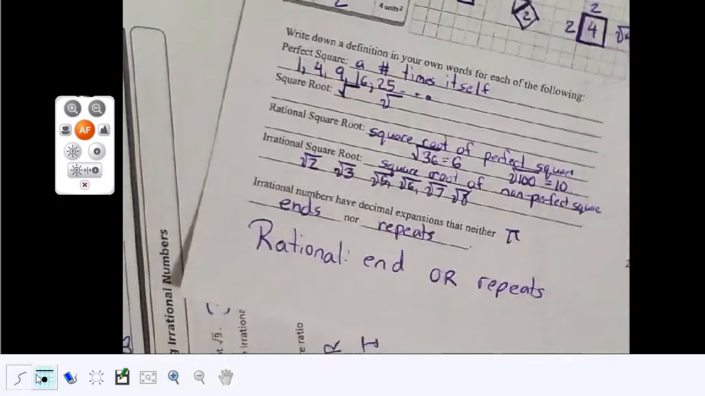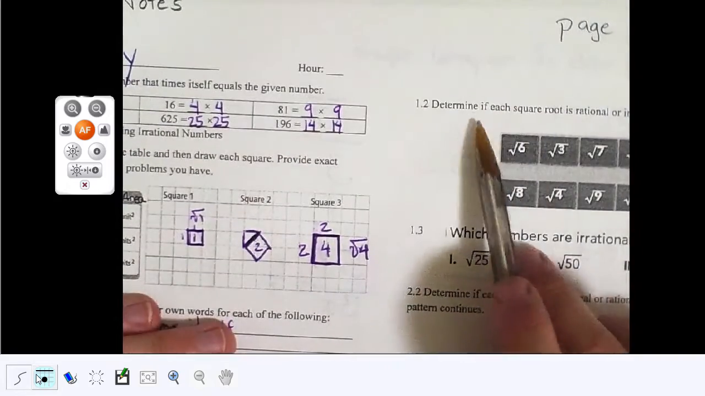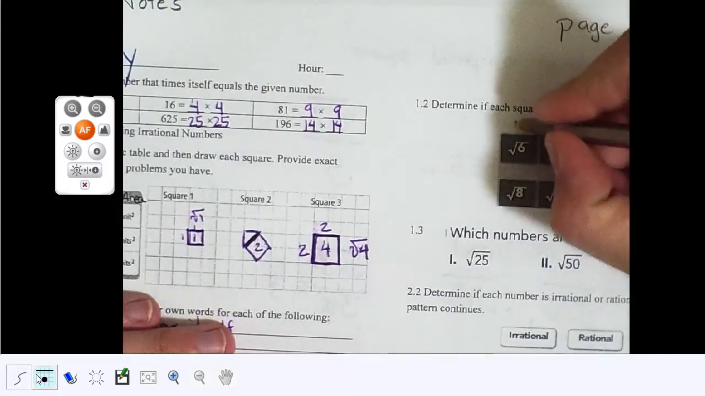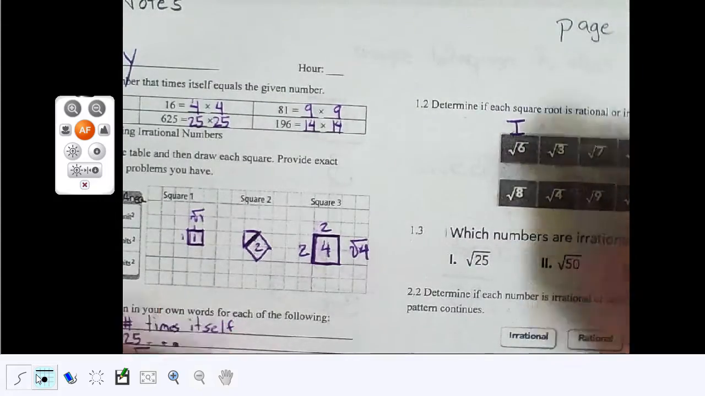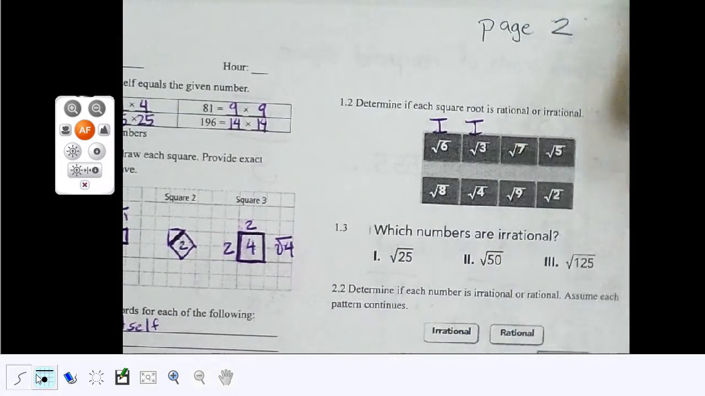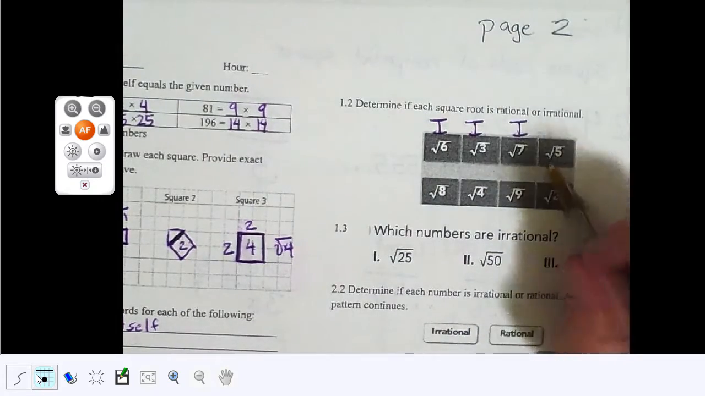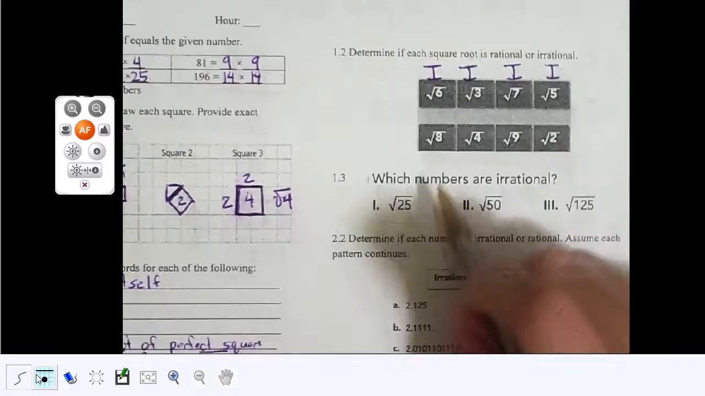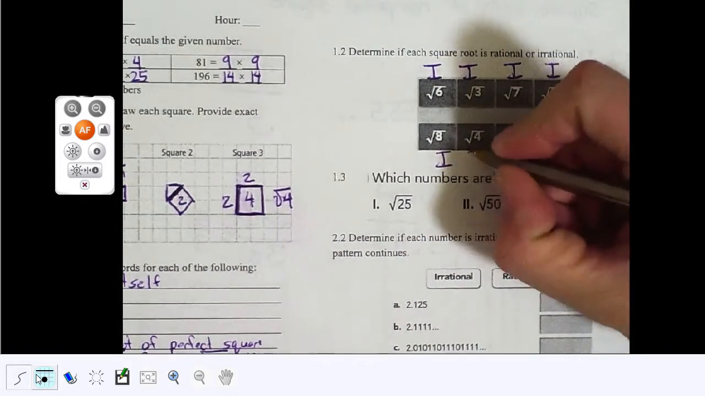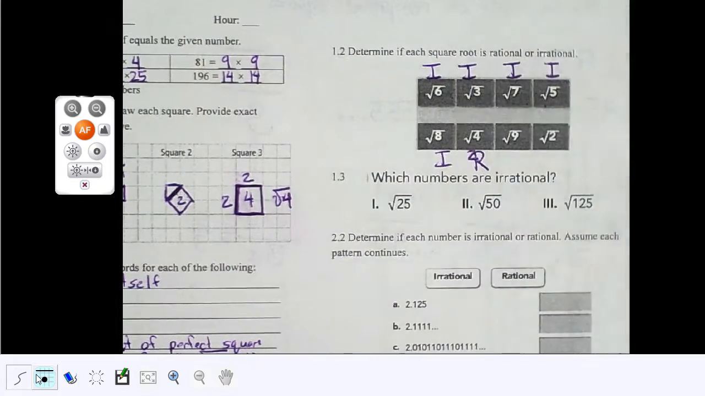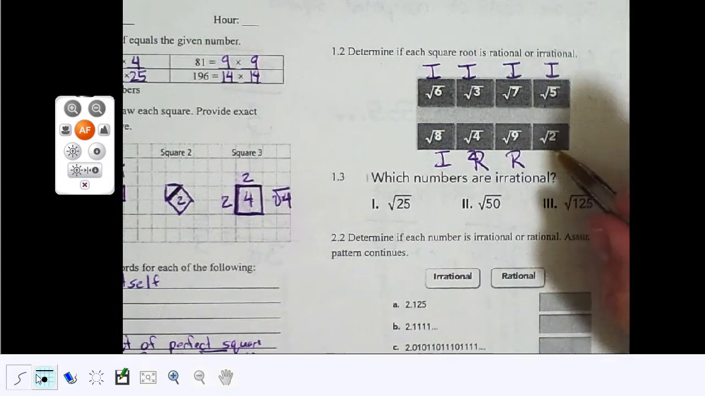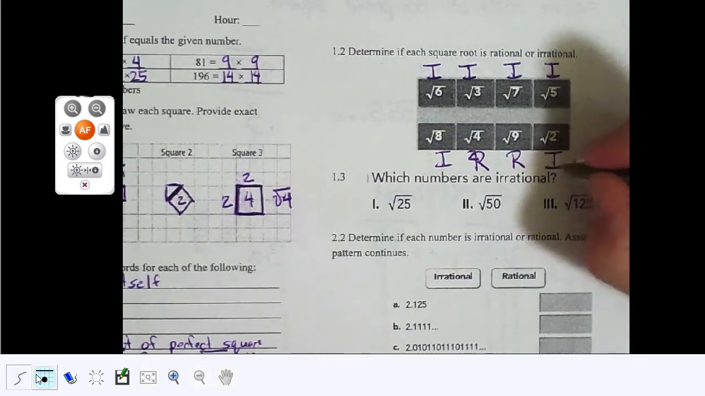All right, let's jump back over here. Determine if each square root is rational or irrational. Square root of 6, not a perfect square, irrational. Square root of 3, not a perfect square, irrational. Square root of 7, not a perfect square, irrational. Square root of 5, not a perfect square, irrational. Square root of 8, it's not perfect, irrational. Square root of 4, oh, 2 times 2 equals 4, so that's going to be rational. Square root of 9, 3 times 3 equals 9, rational. Square root of 2, ooh, irrational.